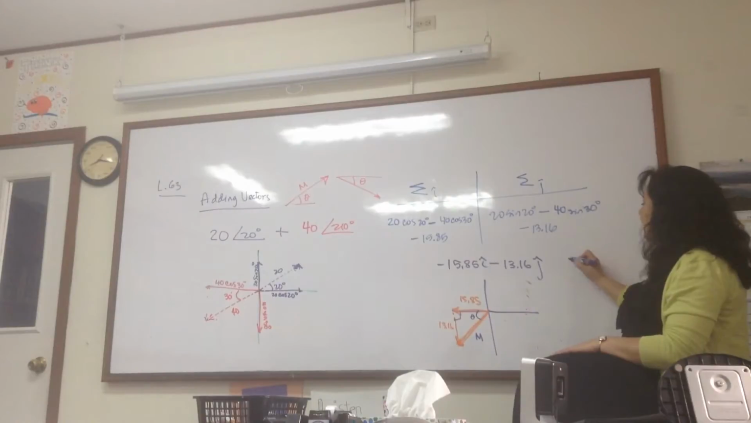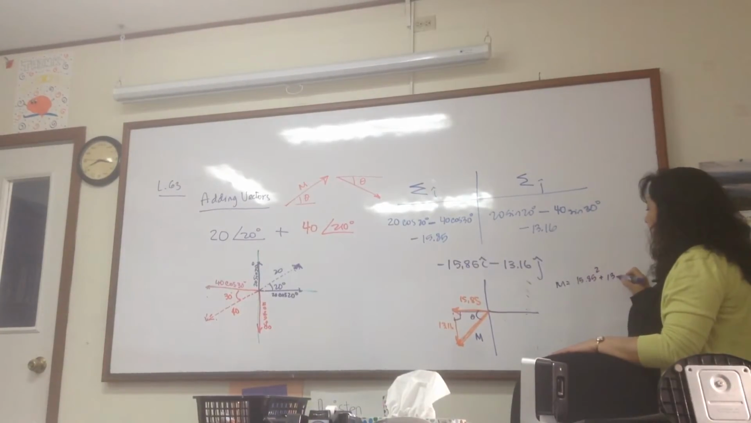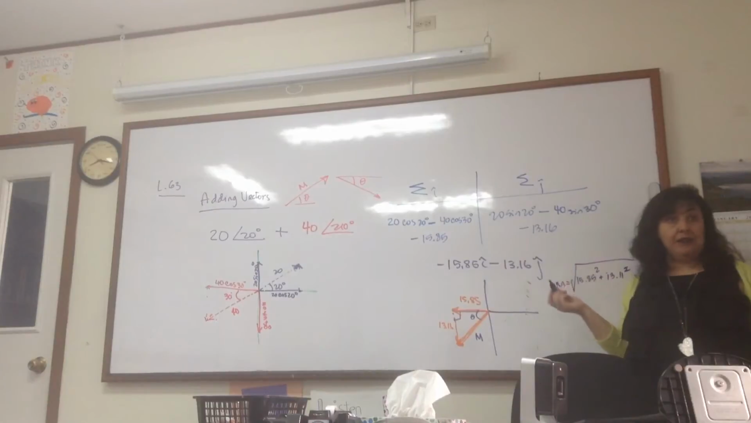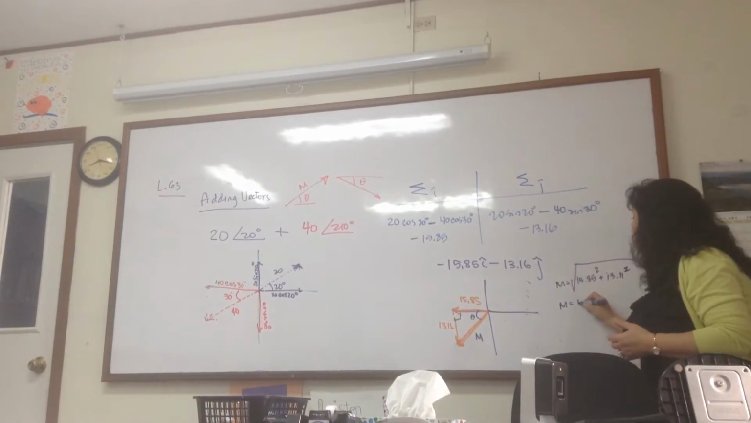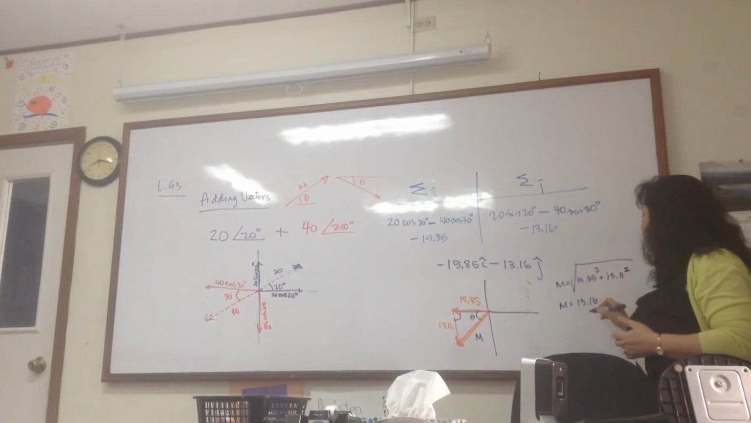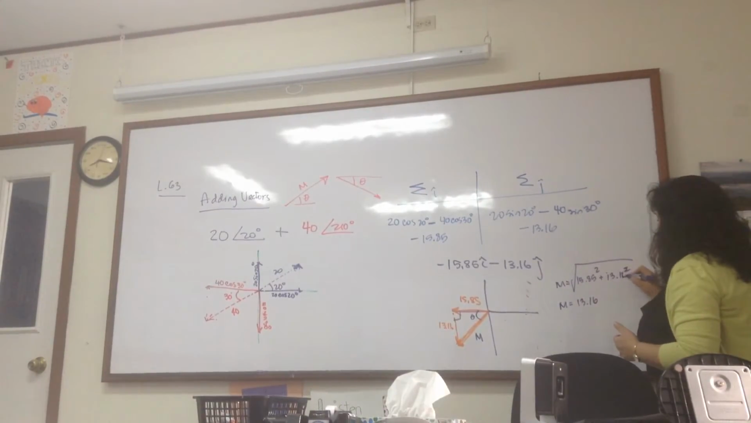So the magnitude is 15.85 squared plus 13.16 squared, and all of this under a square root. Everybody know what? Welcome to high school. It's 13.16 squared, because of the square.